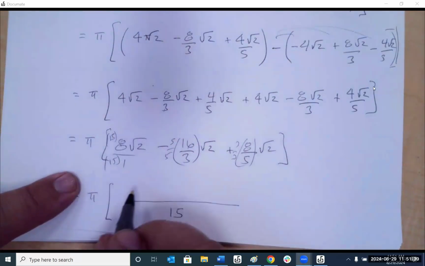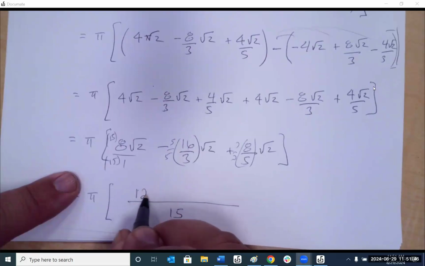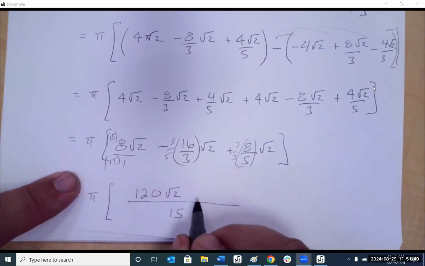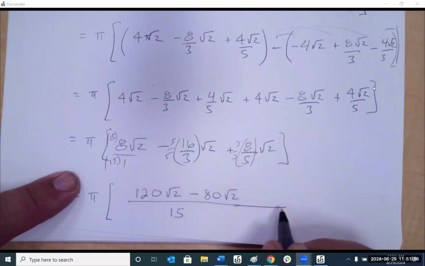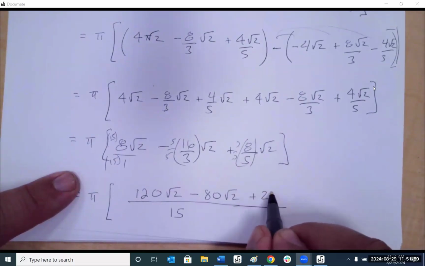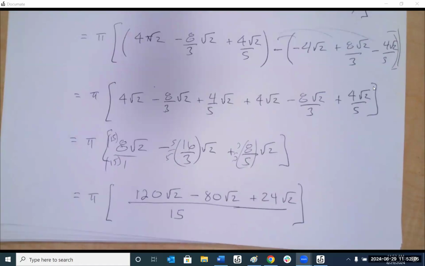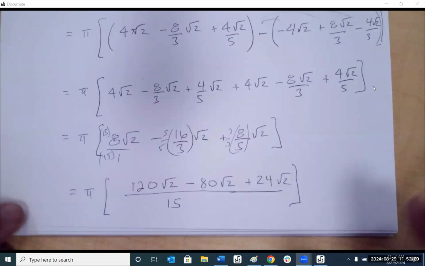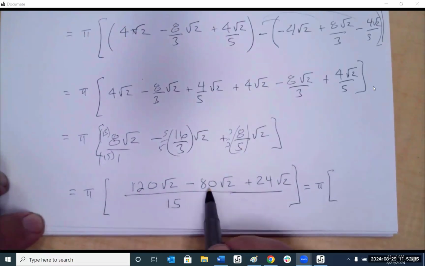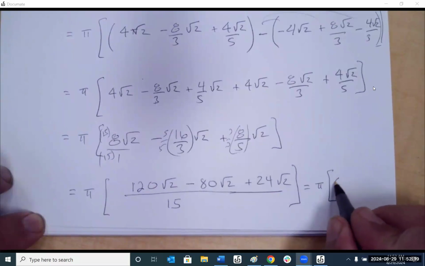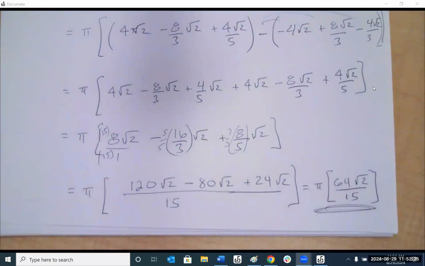So we have 40. 120 radical 2 minus 80 radical 2 plus 24 radical 2. 120 minus 80 is 40. 40 plus 24 is 64 radical 2 over 15. And there's your answer.